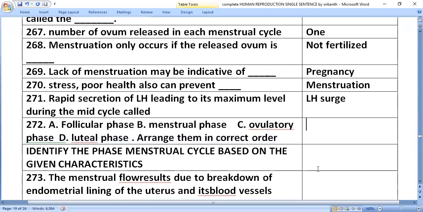Follicular phase, menstrual phase, ovulatory phase, luteal phase. Arrange them in correct order. First menstrual phase, then follicular phase, ovulatory phase, then luteal phase.